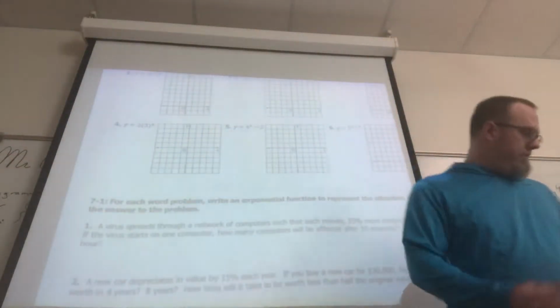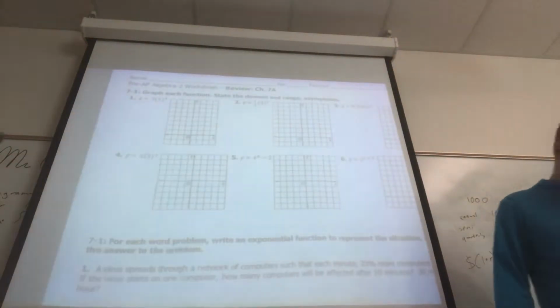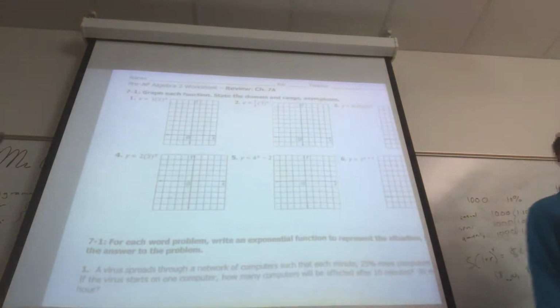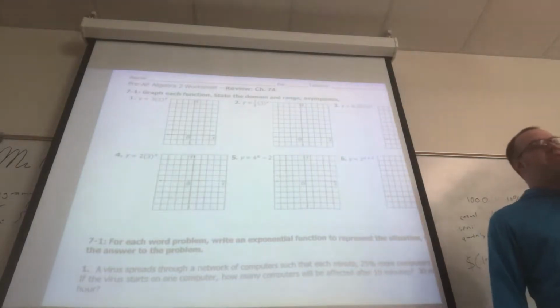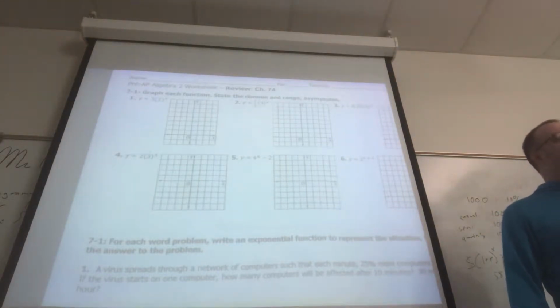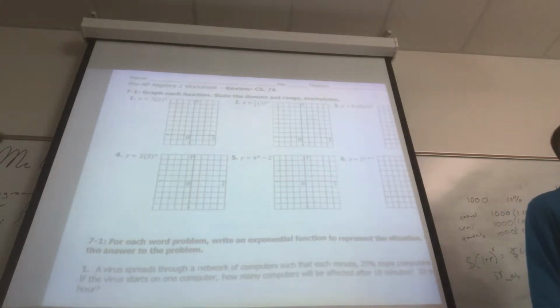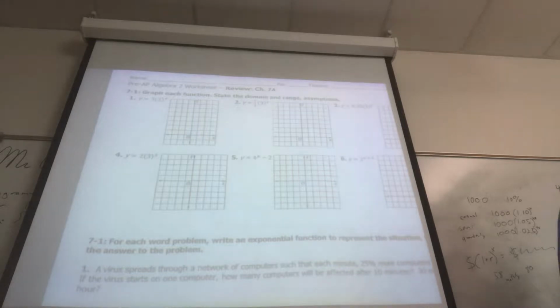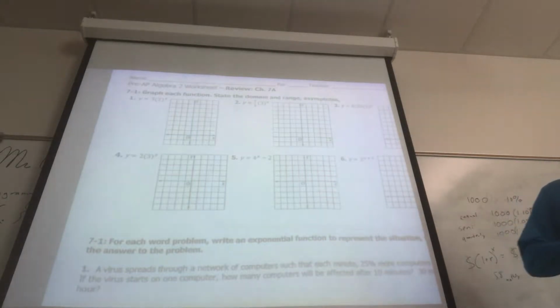So here's the review. First off, graphing. If you got multiple choice and you just have to pick the graph, it's going to be fairly simple. I'm pretty sure it's either multiple choice and you pick the graph, or you're just having to identify the asymptote. There's not a graphing section on it like there was on the last test.